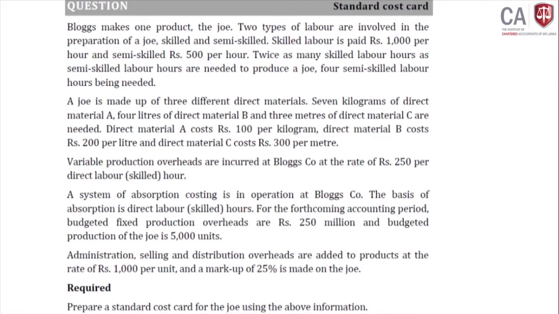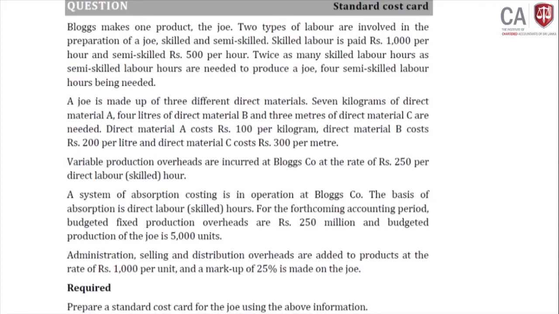Variable production overheads are incurred at blocks company at the rate of 250 per direct labor hour. 250 per direct labor hour. Direct labor hour එකට අපි ගෙවනවා 250. ඒක තමයි අපි incurred කරන rate එක, right? Variable production overhead.